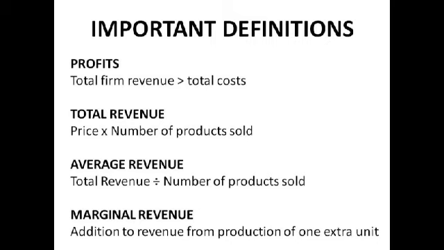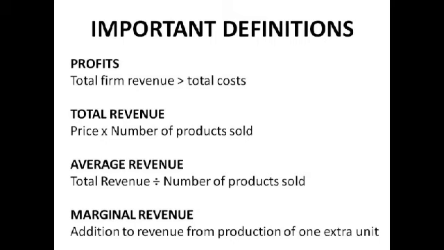Profits are basically when a firm's revenue is greater than total costs, and to calculate it you'll do revenue minus costs, and anything left is profit. Total revenue you can find by timesing price by the number of products sold, equal to the area under a quantity price curve. If you take the area where they cross, and underneath that area, that is the total revenue. Average revenue is basically total revenue, which we calculated before, divided by the number of products sold. And marginal revenue is basically the addition to revenue from the production of one extra unit.